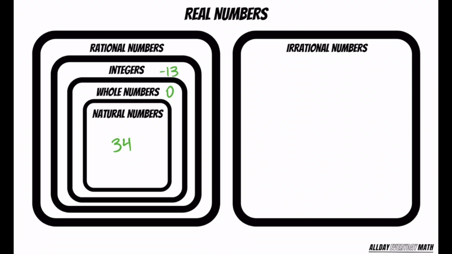Next up, we have 2/3, and 2 over 3 is going to go in the rational numbers, and obviously it's also a real number. So lastly, we're going to have pi, and it's an irrational number, and it's also a real number.